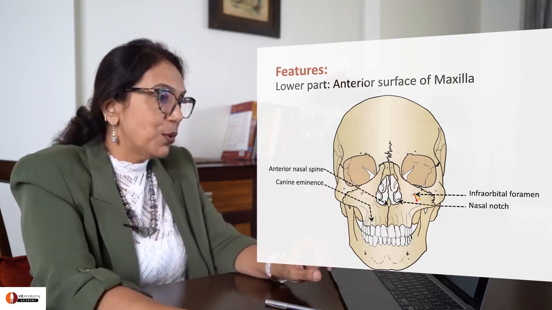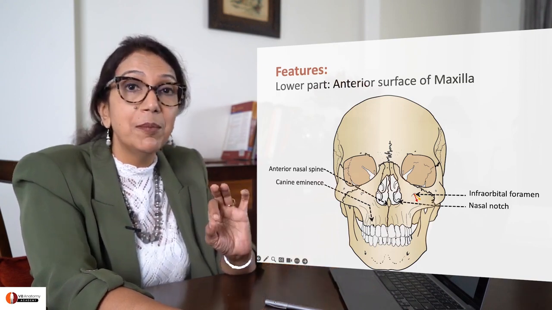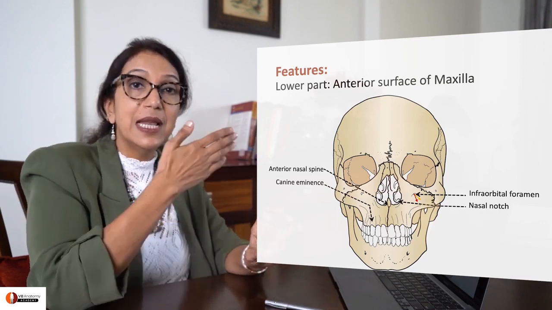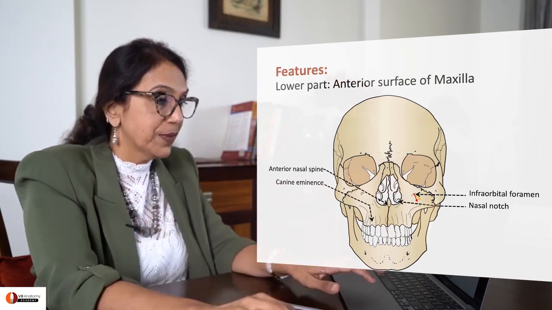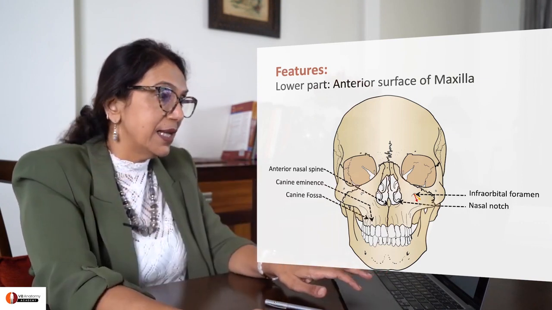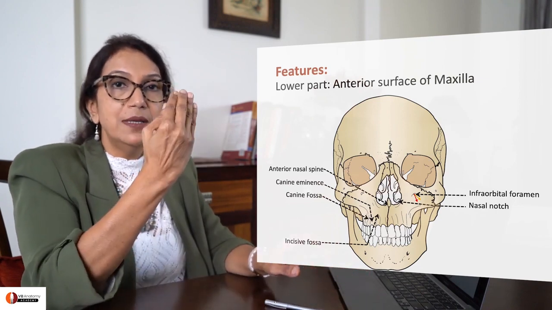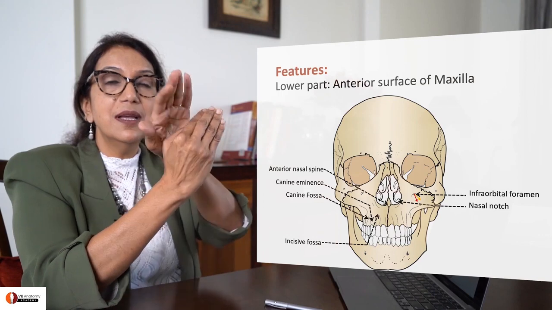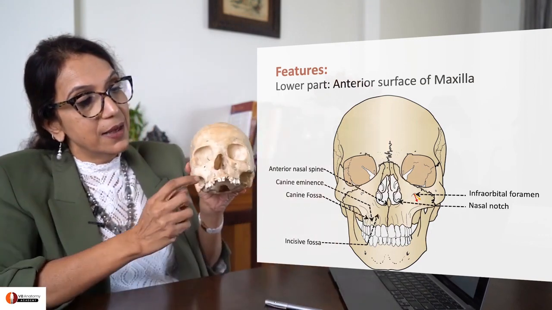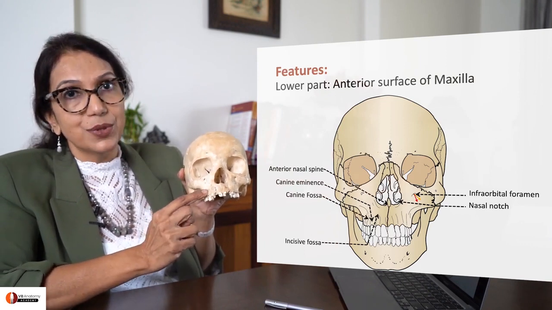As you come down inferiorly, even on your own maxilla, you can feel it. There is a projection upwards above your canine, which is called the canine eminence, pointed out here. On either side of the canine eminence, there are depressions called fossae: the incisive fossa medially and the canine fossa laterally. So, canine eminence, incisive fossa, canine fossa. Got it? Let's take a look at it on the skull. Canine eminence, incisive fossa, canine fossa. Okay?